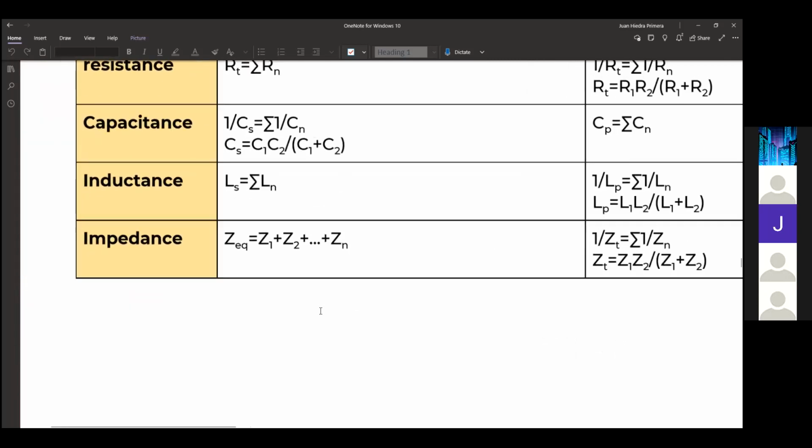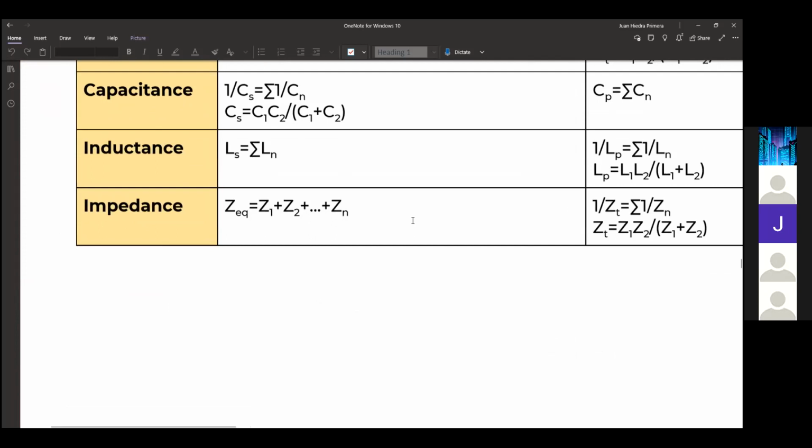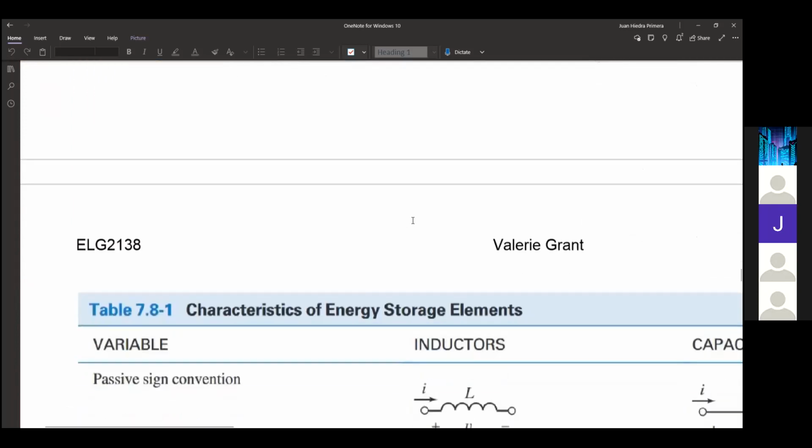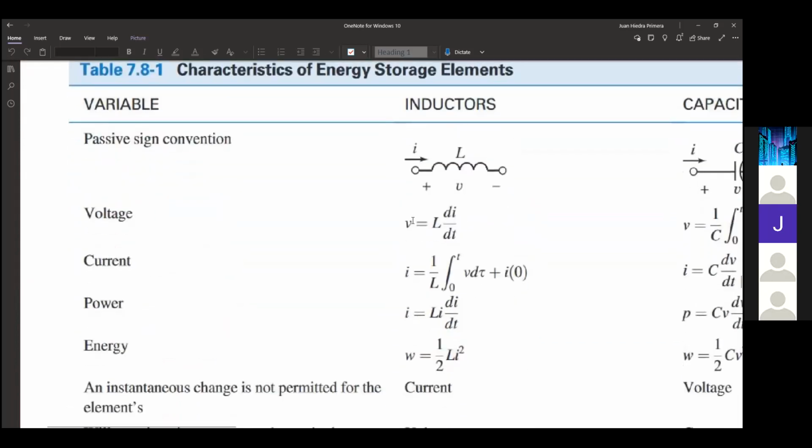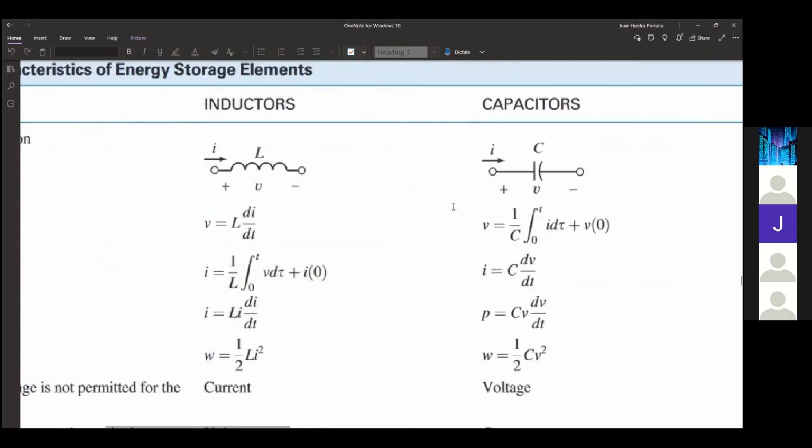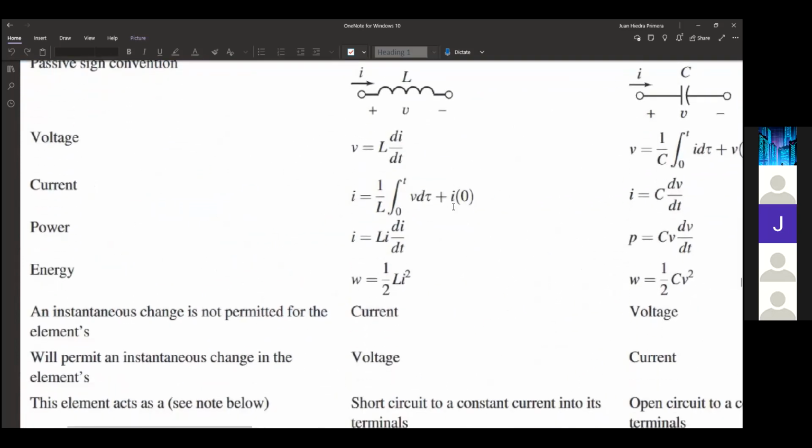And here we can quickly touch on impedance. Impedance is more of an idea in alternating current. It is basically the concept that resistors, capacitors, and inductors all impede the flow of current in some way, and all of them can be expressed in ohms using a specific formula. Here you can look at a quick table that also covers inductors and capacitors with voltage, current, power, and energy.